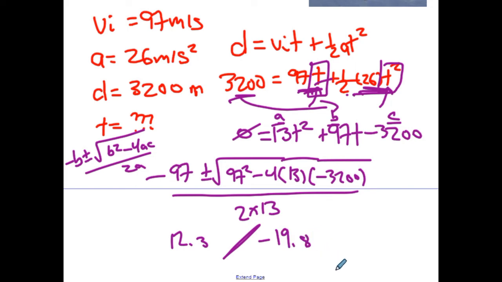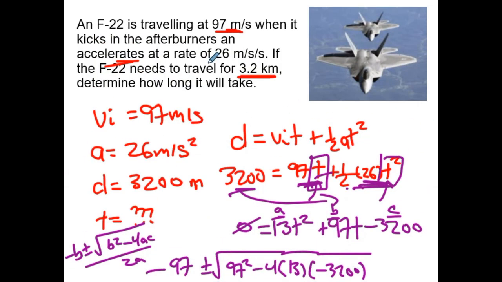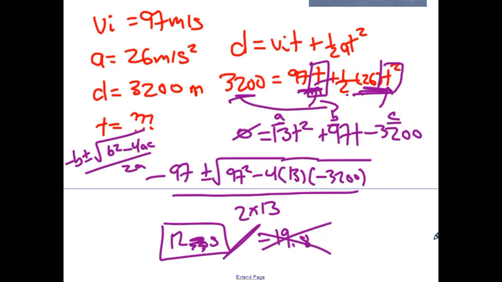And if you've taken, especially Math 20-1, you might have learned of something called an extraneous solution. You can't have a negative time here. So we have our answer, 12.3. And with sig digs, it's actually just 12. So 12 seconds. 12 seconds for this jet, which is traveling 97 meters per second, to travel 3.2 kilometers when the afterburners are accelerating it at 26 meters per second squared. So that is a challenging question by far, because it involves some problem solving.